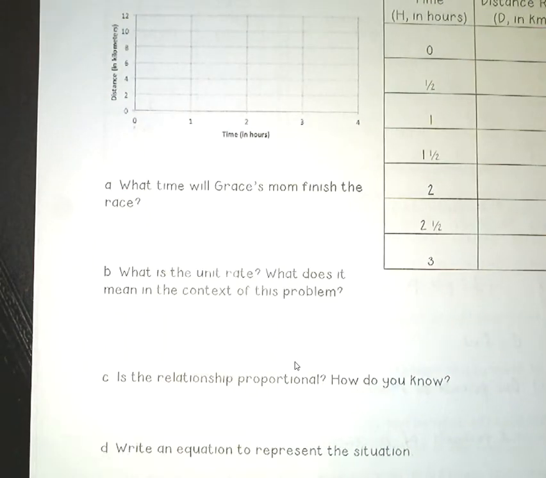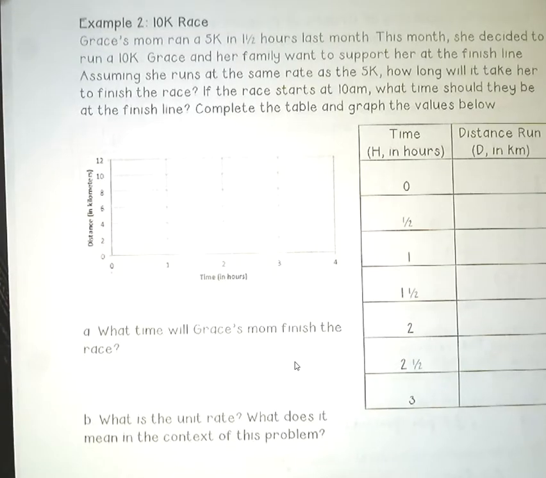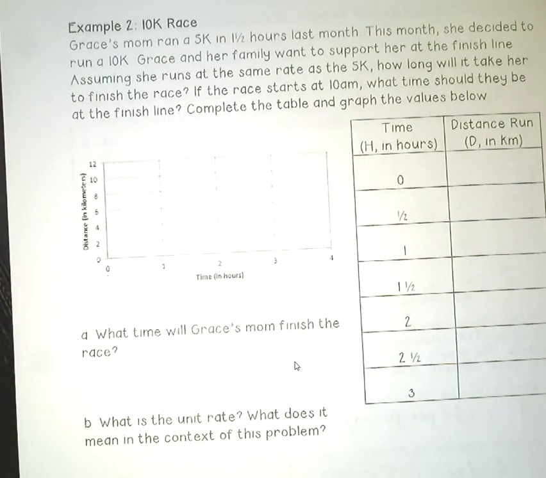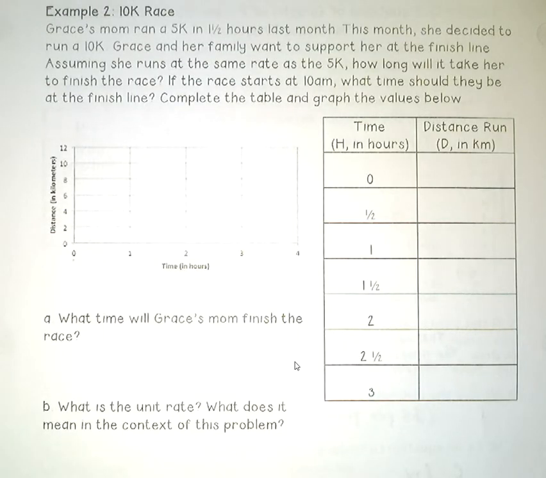Okay. So now we have a different problem, 10K race, and that's actually the last one in this lesson. Later is homework. So let's go ahead and read it. Grace's mom ran a 5K in 1.5 hours last month. This month, she decided to run a 10K. Grace and her family want to support her at the finish line. Assuming she runs at the same rate as the 5K, how long will it take her to finish the race? If the race starts at 10 a.m., what time should they be at the finish line? Complete the table and graph the values below.